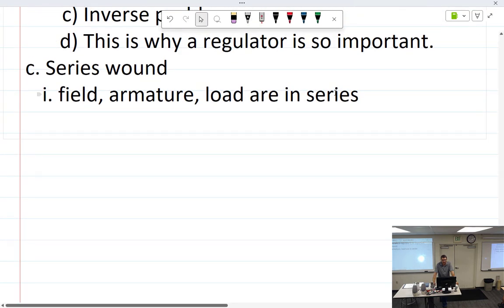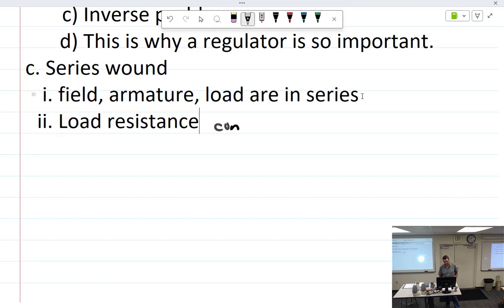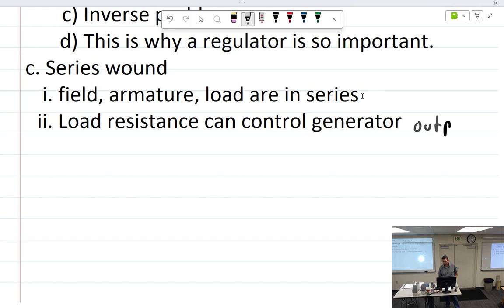Okay. Field, armature, series, in load. Now I want to abbreviate some of this. Let's see. Well, we can just say at that point, then load resistance can control generator output. Maybe not very well, but it can.